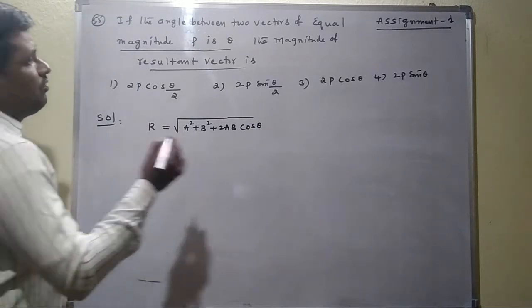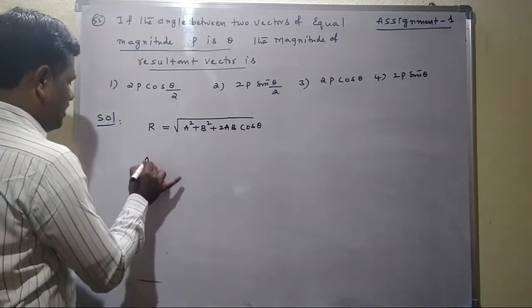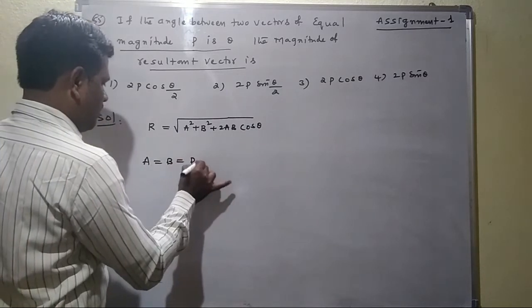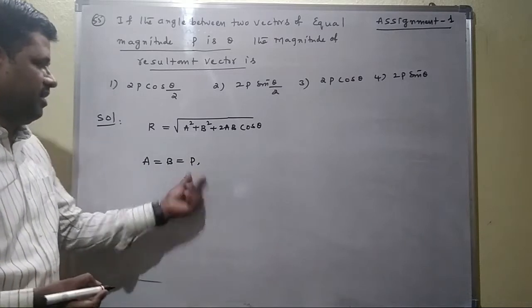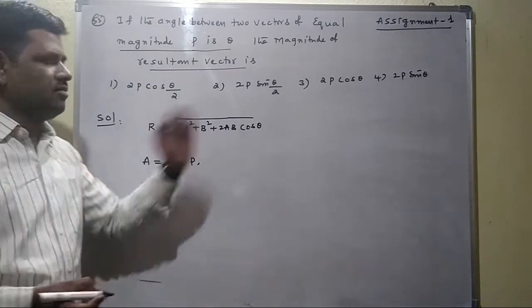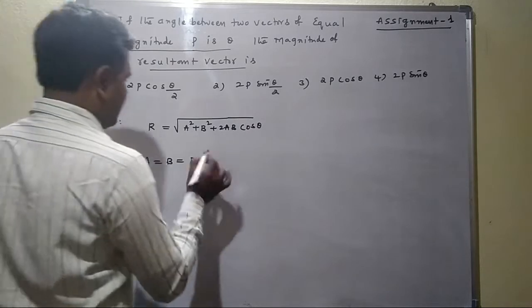The magnitude of the two vectors of equal magnitude is given as P. That means A equals B equals P. A equals B, that is the magnitude of the two vectors, and that value is given as P. The angle theta is given. Here also theta is there. No problem at all, the angle theta is the same.